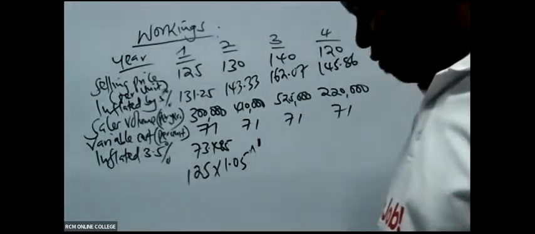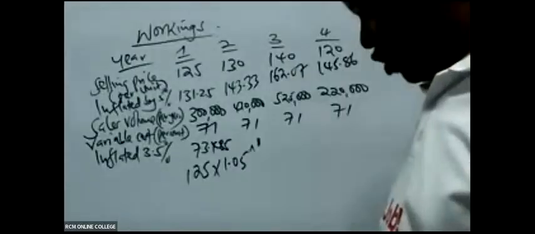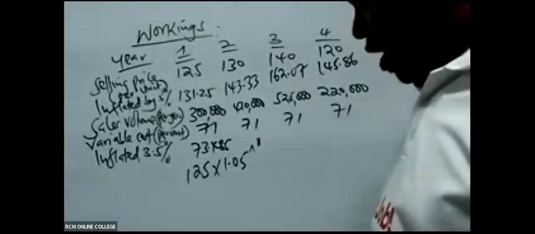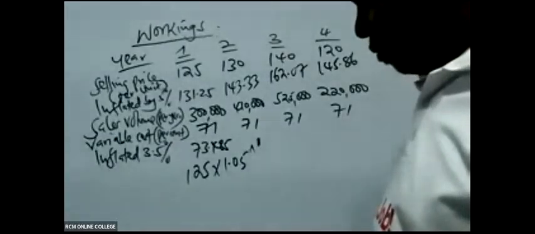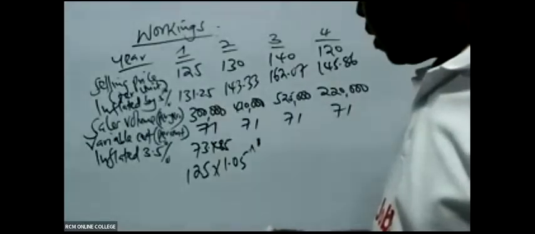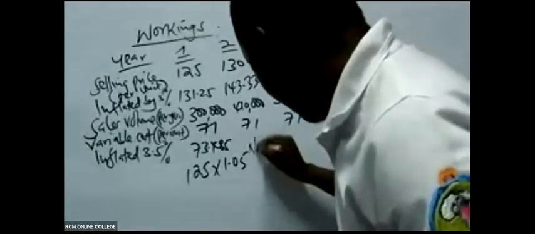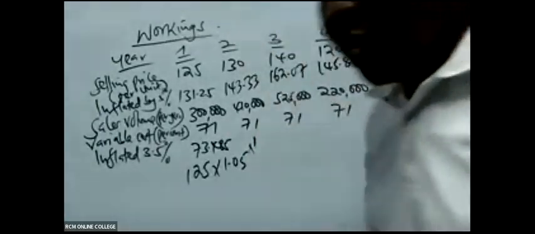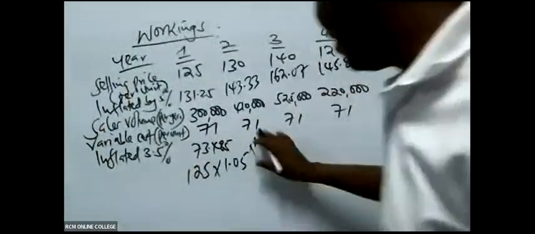Let me see if I can get a different approach. 131.25. Then you add it. You raise it to 1. Why raise it? Kindly take us through and make us understand.